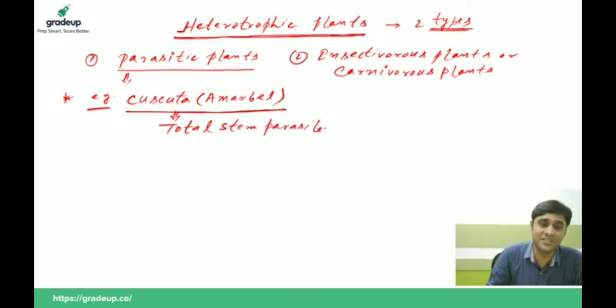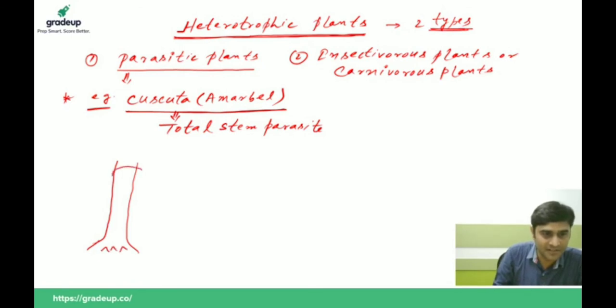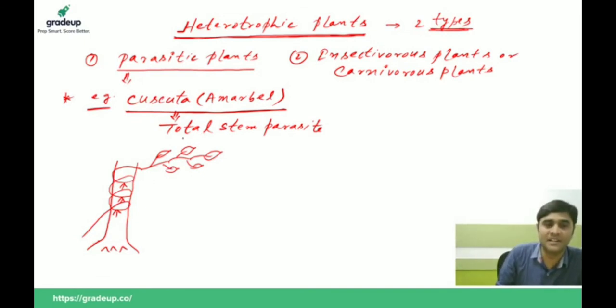Let me explain the meaning of total stem parasite. Suppose this is a plant and these are the roots of the plant. This is the stem. So Cuscuta inserts its roots into the stem of another plant and absorbs its prepared food. So this plant, Cuscuta, is totally dependent on the stem of another plant. It does not perform photosynthesis. So it obtains its food from the stem of another plant. So it is called a total stem parasite.